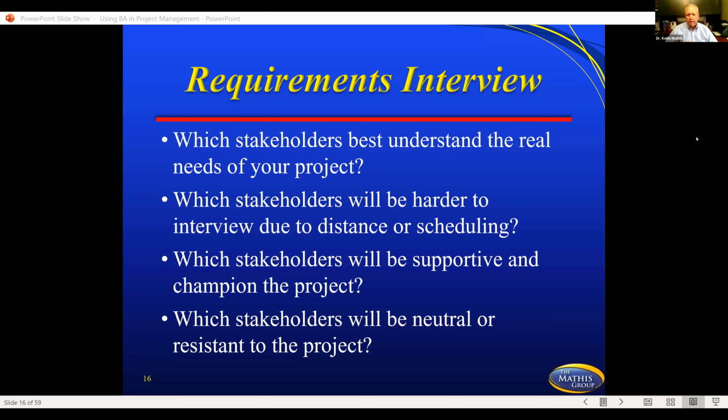And so you're looking at trying to get those folks in the loop so that you can do a video conference with them and interview them. Which stakeholders will be supportive and champion the project? They're going to support this thing and help drive it. That's going to be awesome. Or which stakeholders could be neutral or resistant to the project? And so they're dragging their feet. They don't like it because it's going to create some type of change for them.